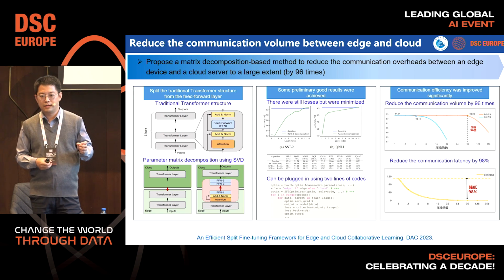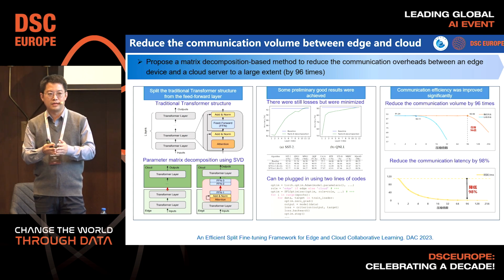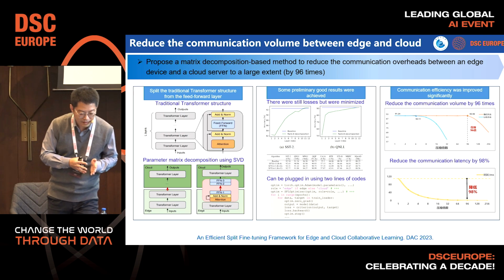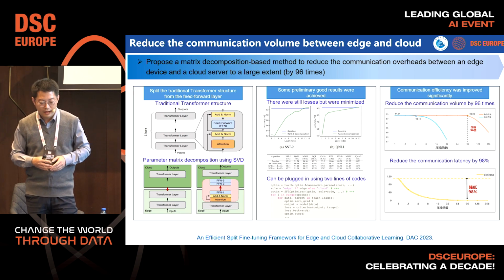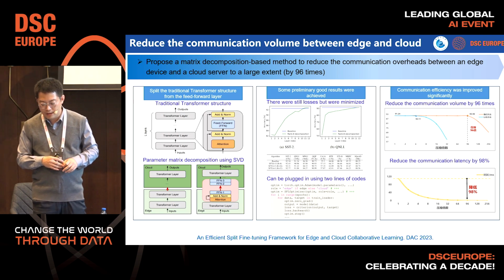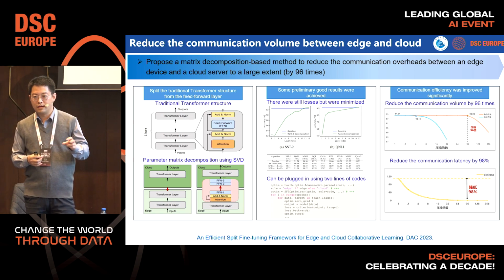The key challenge during the training is the communication volume between two clusters. We need to minimize the communication volume. So we designed a matrix decomposition method that uses a method like SVD to decompose the transformer block. So finally, we can get very efficient communication by compressing the communication volume 96 times.